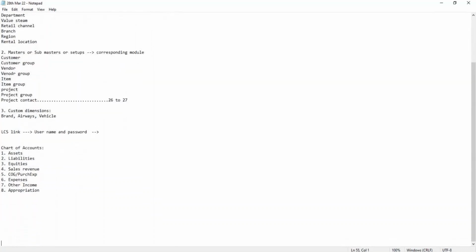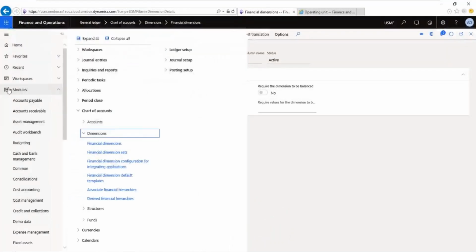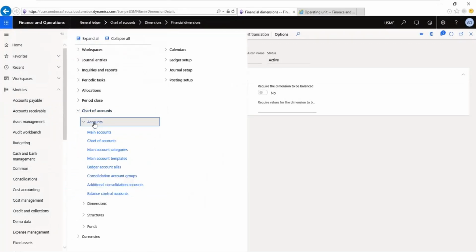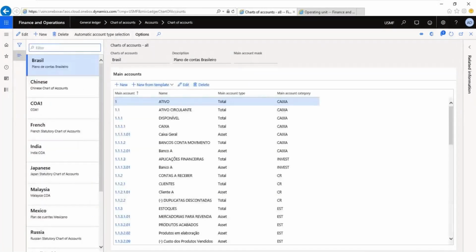Okay, let me show you where it is: chart of accounts. Same here, General ledger module, chart of accounts. So in this chart of accounts, each and every country will have a different naming convention. For Brazil, it is 1.1, like this. Brazilian companies will follow like this.